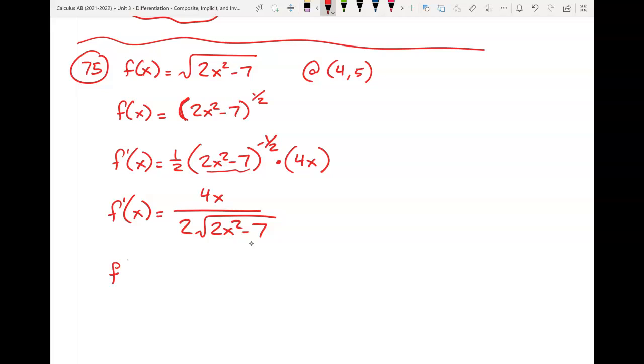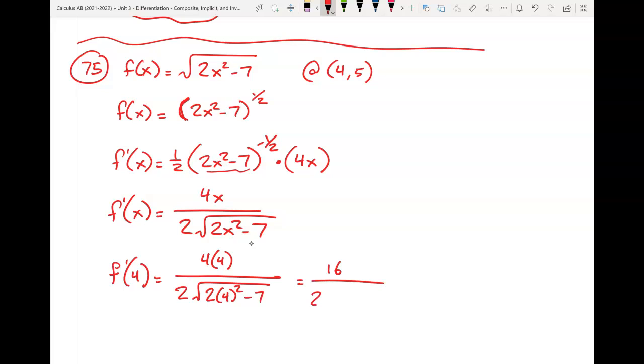So I need to know what is f prime of 4. Well, that would be 4 times 4 over 2, and then 2 times 4 squared minus 7. So that would be 16 over 2 square root of 32 minus 7, which is 25. Well, that works out very nicely. 16 over 2 square root of 25 should be 16 over 10. Or what would that be, 4/5? No, 8/5. Divided by 2, yep, 8/5.